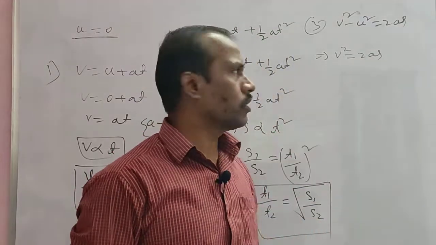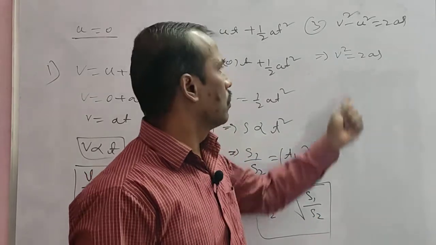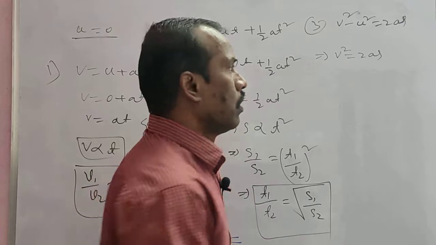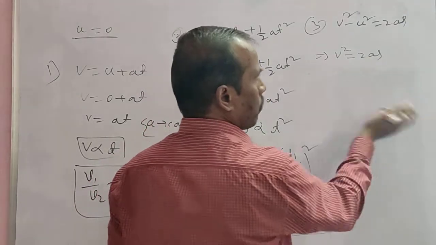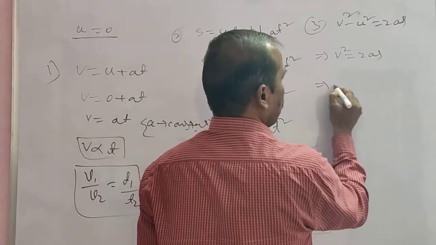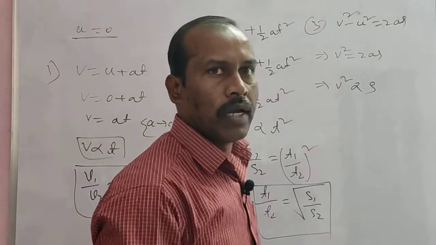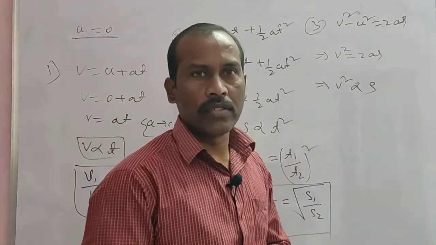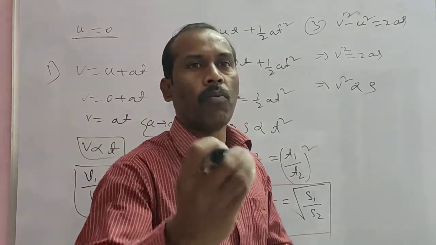S is a displacement, a uniform acceleration, that means constant acceleration, v final velocity. So a is constant, 2 is a constant. Then the relation between time and displacement. That means here v square is directly proportional to displacement. That means the square of the velocity is directly proportional to the displacement of the particle.